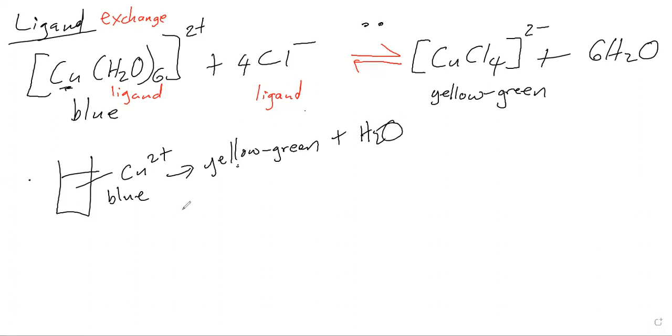It's going to get paler. And you do what? You add water to it? Yeah. What will happen to the copper chloride? It would go back to copper 2+. Right, so it's reversible. So when you add water to that, it's going to go the other way. Yes, it's going to change back to blue. Why does it change back to blue?